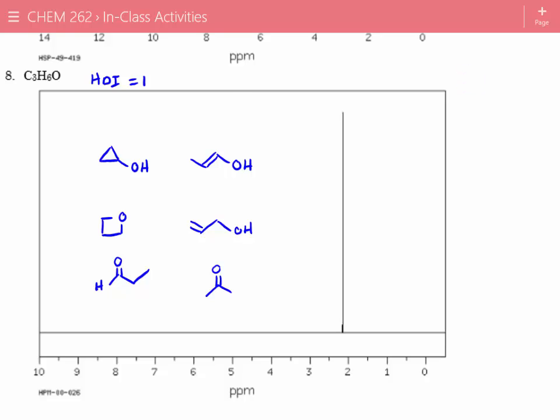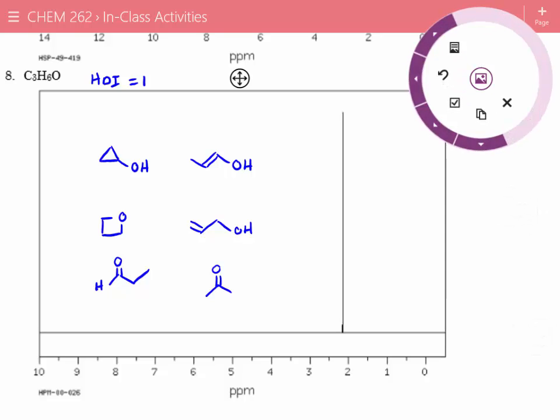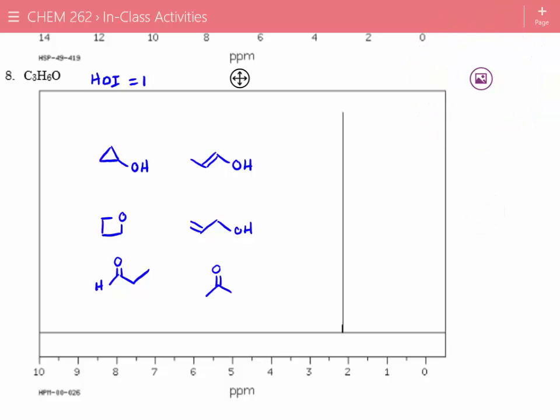So if we look at the ring one over here and try to predict how many signals it has, we can say, well, there's got to be proton signals for these guys, right? That would be HA. Then we would have HB.